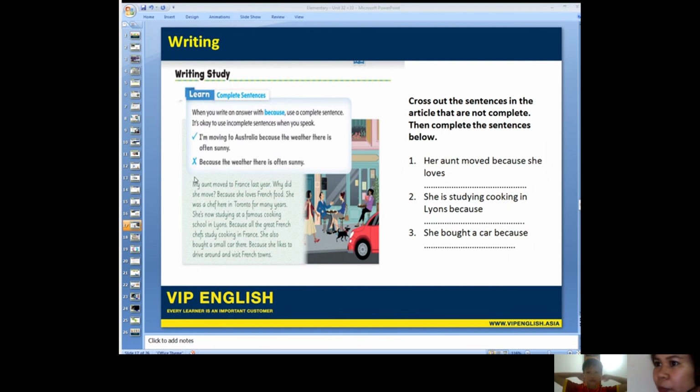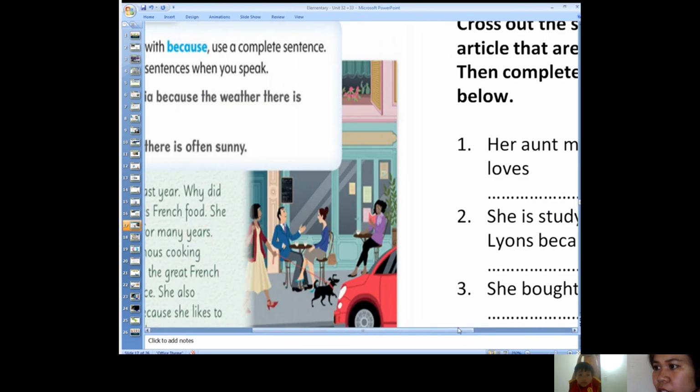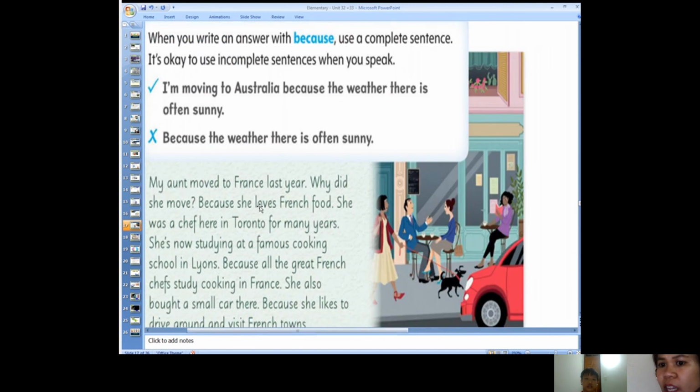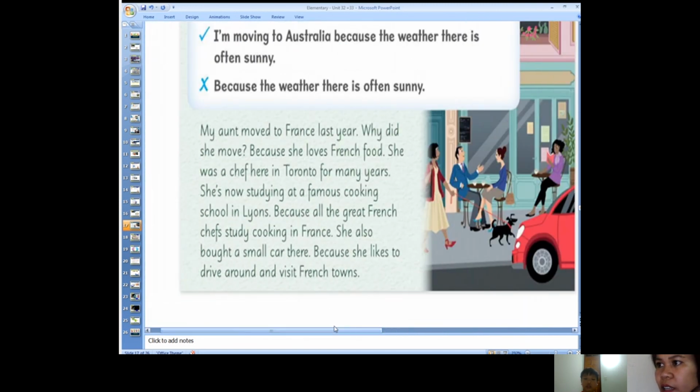Okay. So now here, I would like you to read this very short story, and after reading that, we will answer some questions. Questions that are again very easy. Okay, now let's start. Can you see it clearly? Should I make it bigger? Okay. So can you read this now? My aunt moved to France last year.